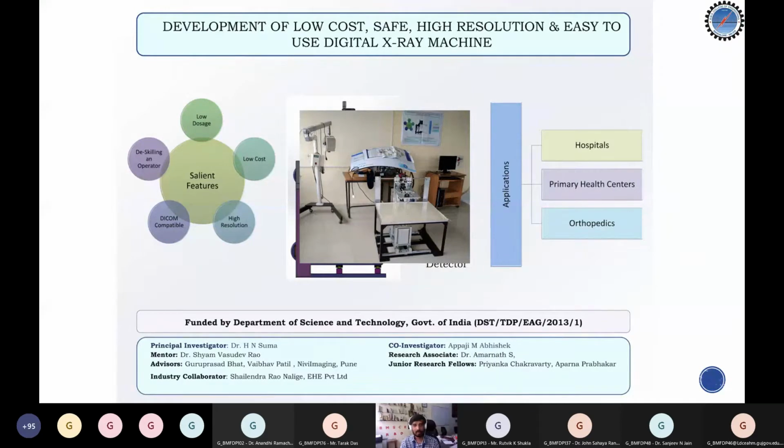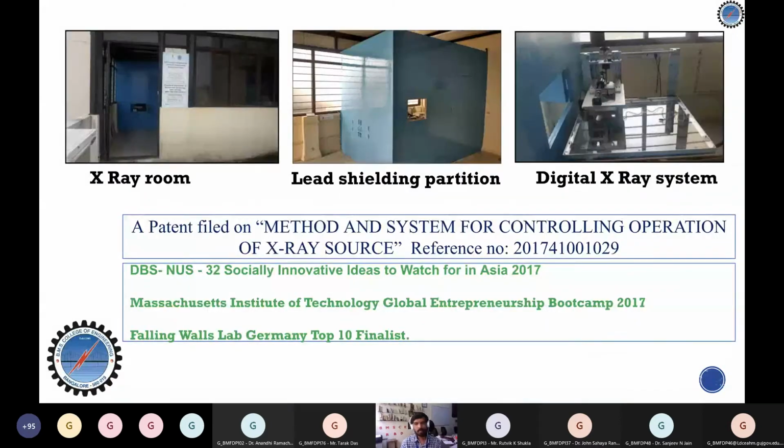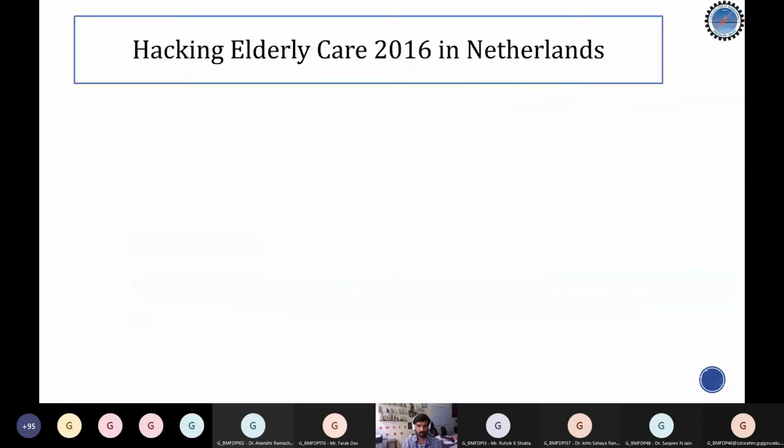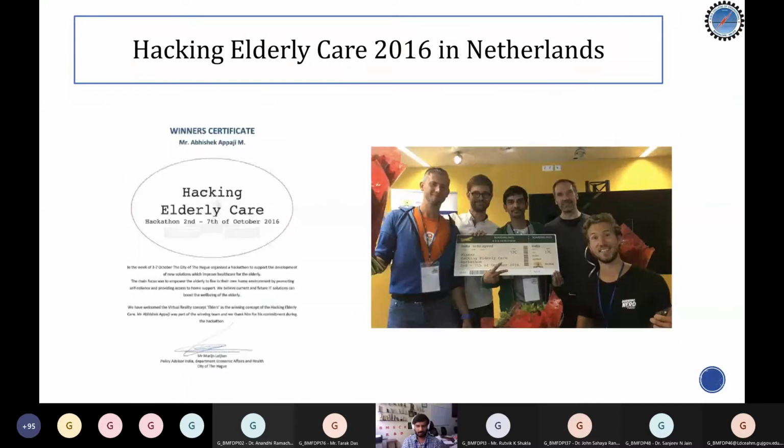So ultimately, we wanted to put this in the ambulance. Now we have given this to industry to further develop and bring it as a product. So we got some of the awards for this and so on and so forth. So another project which I had done, so my PhD was from Netherlands.